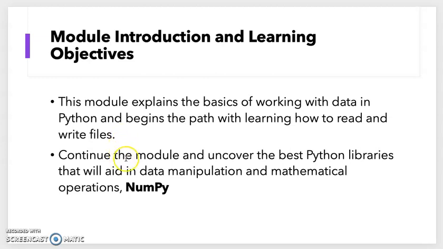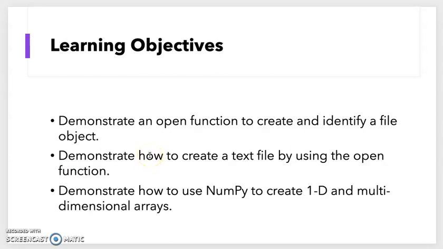Continuing this module, we will uncover the best Python library that helps in data manipulation and mathematical operations, which is NumPy. The learning objective for this module: we will demonstrate the open function to create and identify a file object. After you create the file object, you can either read or write to the file. So we will demonstrate how to create a text file by using the open function, and also how to use NumPy to create 1D and 2D arrays.